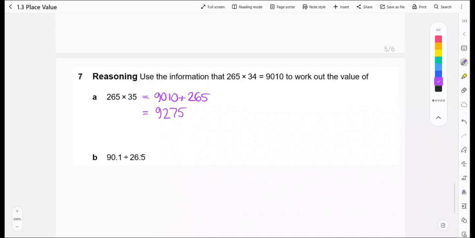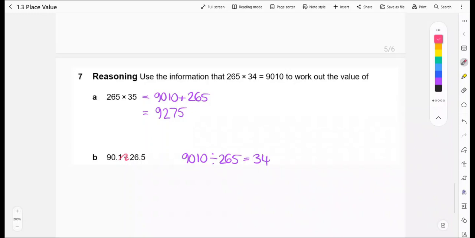9275. Part B is a little trickier because it doesn't appear to be written in the same way, but we do have some similar looking figures in the question. So what I'm going to do is I'm going to just rearrange the way this original question is written so that it looks like a division. Okay, if I apply the inverse calculation, I can do 9010 divided by 265. That gives me 34. So now let's have a look and see what is the same and what is different about the question we have here and the calculation that we've taken from the question.